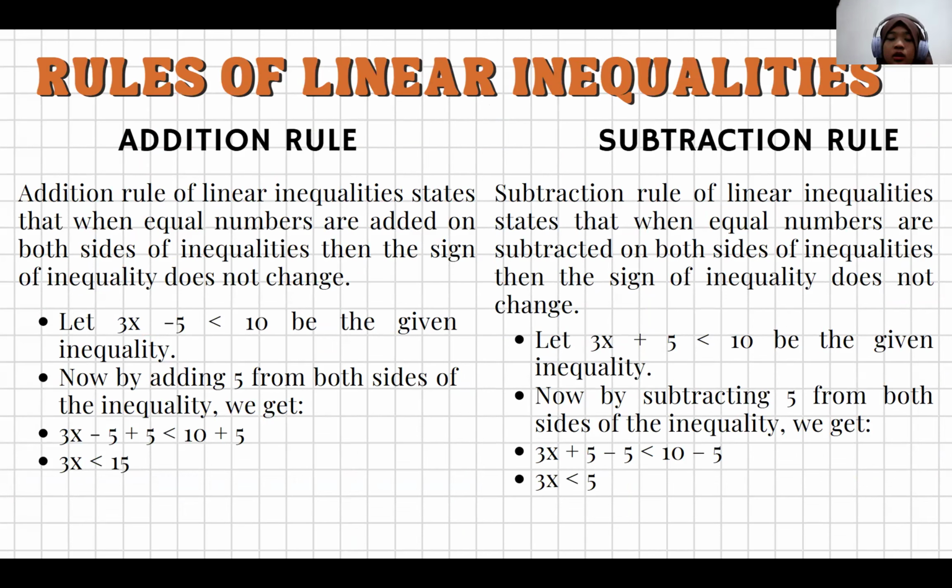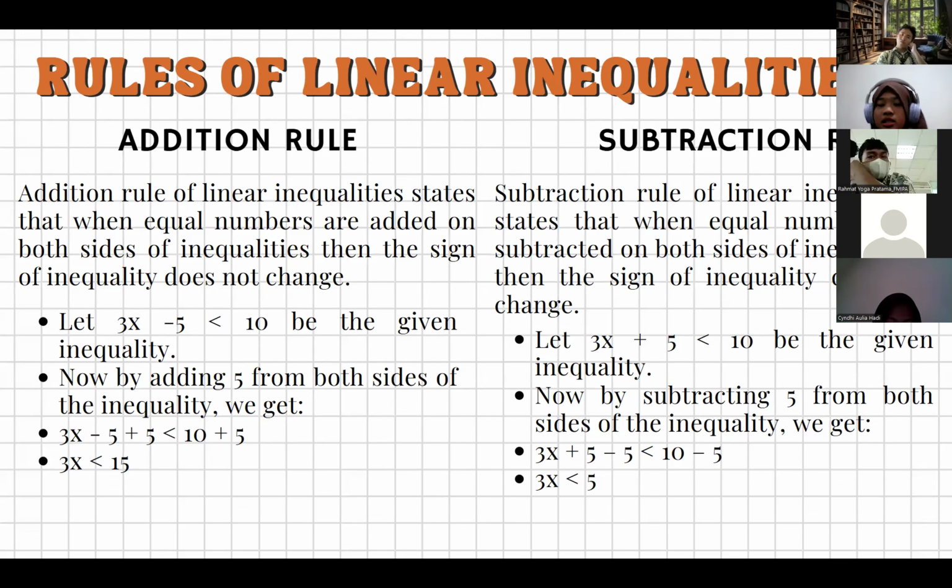So we have an example. Let 3x minus 5 is less than 10 be the given inequality. Now, by adding 5 to both sides of the inequality, we get 3x minus 5 plus 5 is less than 10 plus 5. So we got 3x is less than 15.